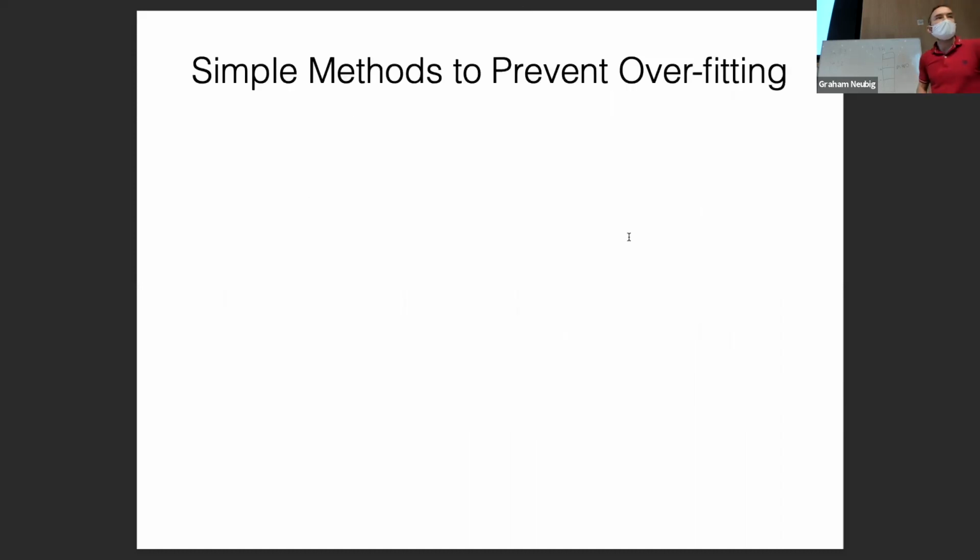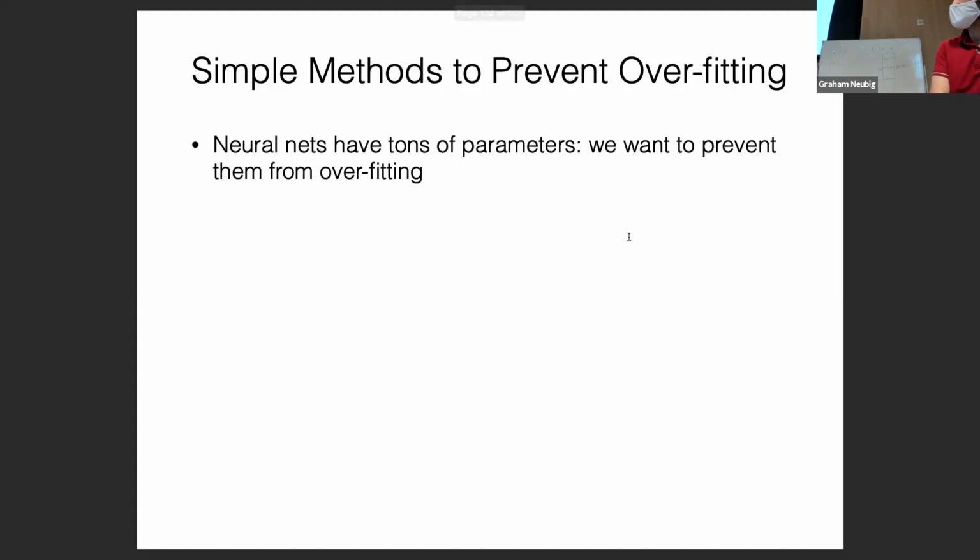Another issue that you will face is overfitting. Overfitting is basically where you learn a model that's very good on the training set, but not very good at generalizing to the test set. Especially for bigger neural networks, they have tons of parameters, and we want to prevent them from basically memorizing the training data without generalizing well to new data.